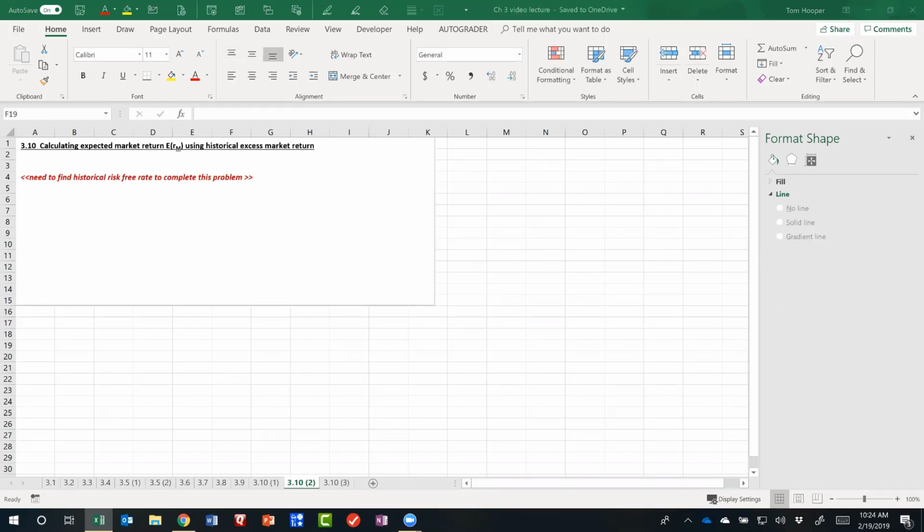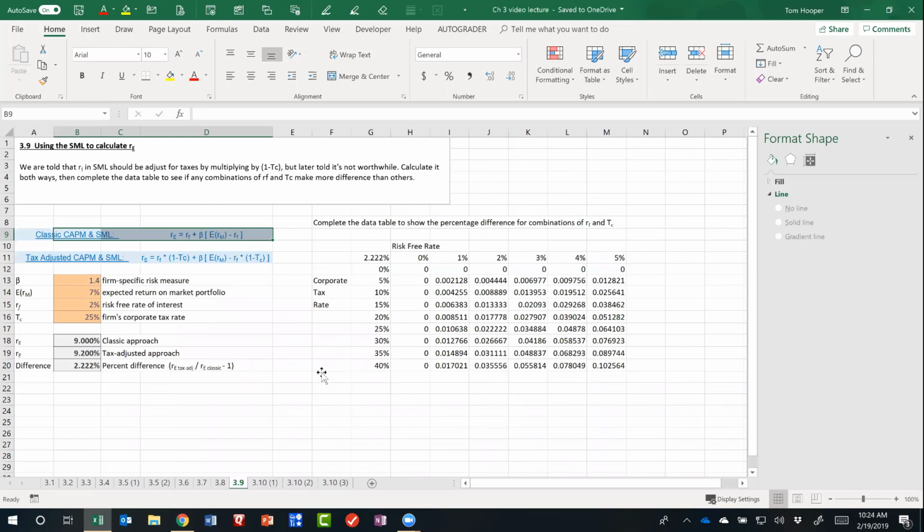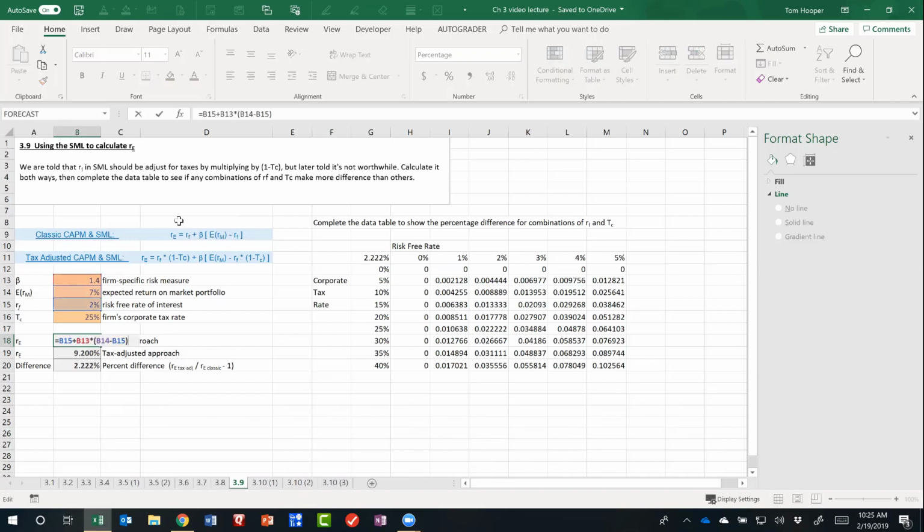So if you're still here, I'd be happy to go over 3.9 again. Okay, let's go to 3.9. 3.9 is taking the standard formula for just the classic CAPM model, or what they call the security market line equation for the CAPM model. And we're just plugging in some inputs so that we can calculate an output. The classic approach is just to use this equation, and this is how we put that into Excel.